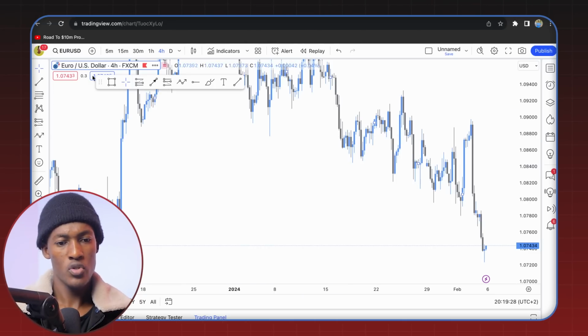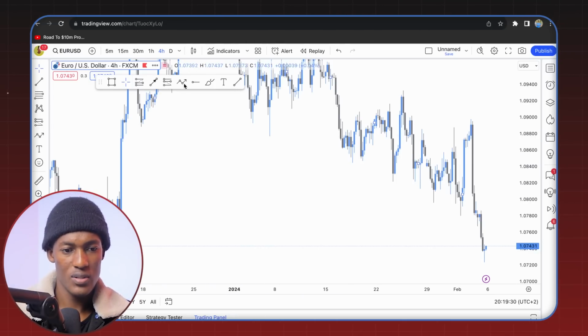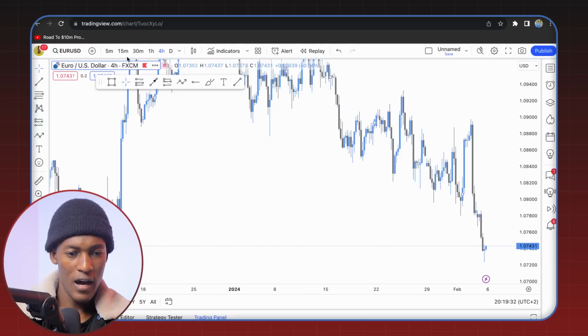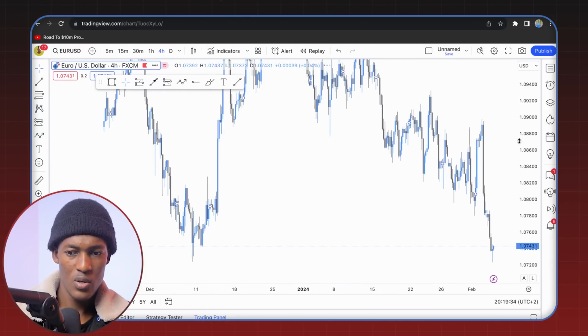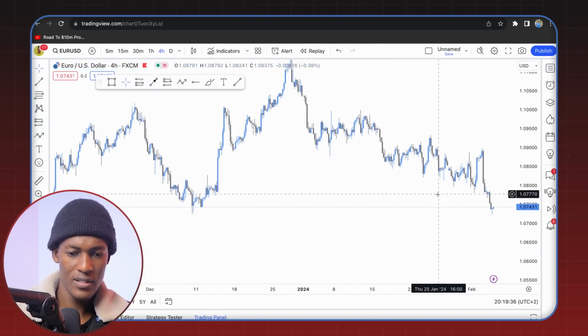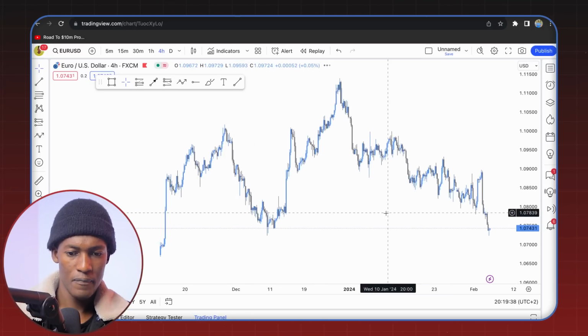Now we have EURUSD. So again, I'm going to start off from H4. This is EURUSD. We can just go ahead and mark out our levels as usual.